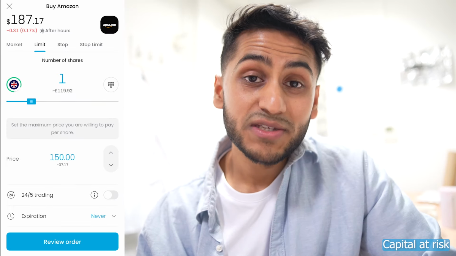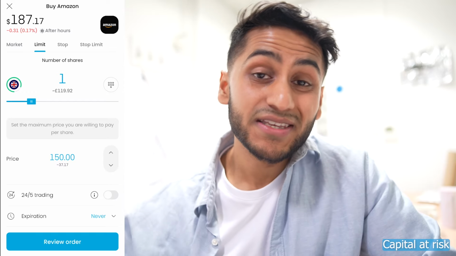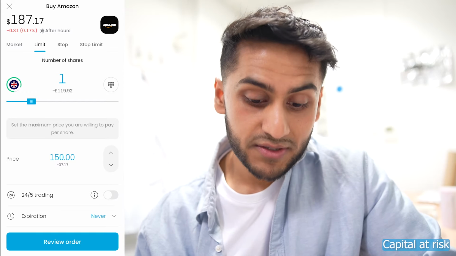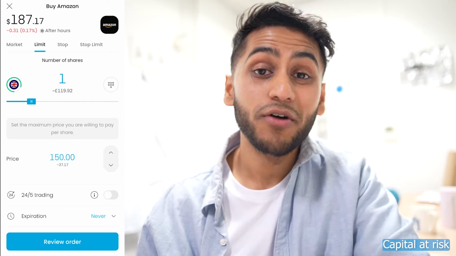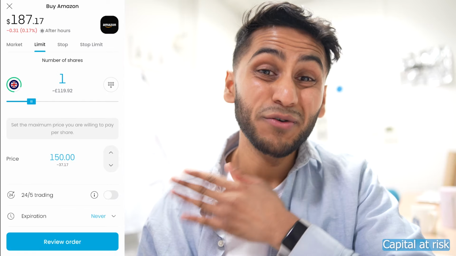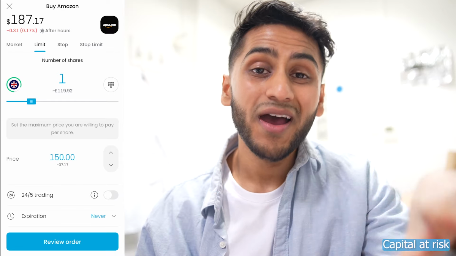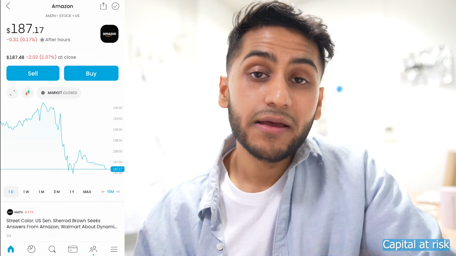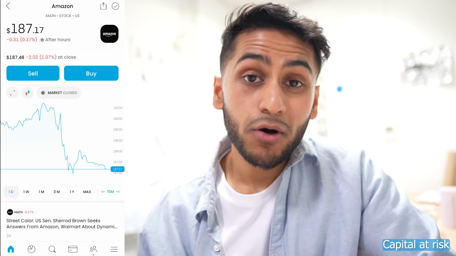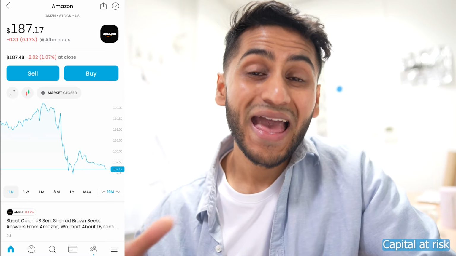So if the price ever hits $150, what will happen is that your buy limit will execute and you will buy one share of Amazon for $150. Again, that price is never going to be guaranteed. It might not ever hit that. But by playing around with these options, you can get a better price than the current market price. Now, I'm going to go through selling a bit later on as I can show you my portfolio and if I wanted to sell some of my holdings, how to do that.